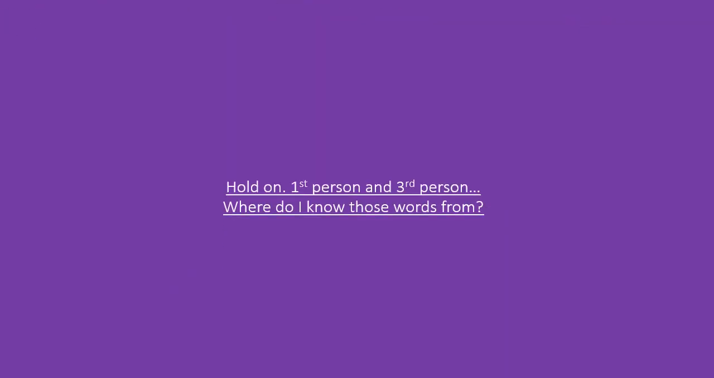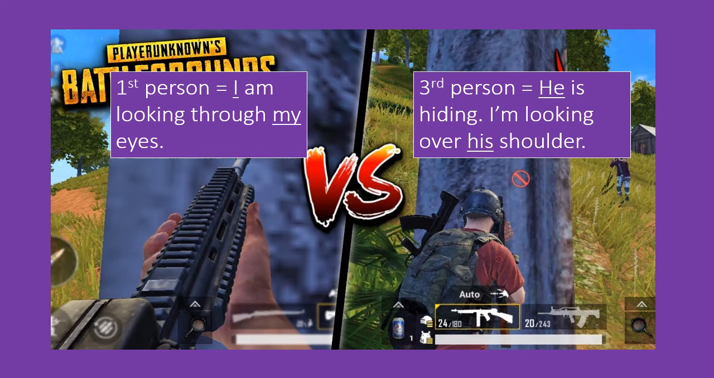Now, even if you've never been properly introduced to those terms, you may actually be thinking, hold on, I know those words. First person and third person. Where on earth have I heard them before? Well, you may have seen them in gaming. A first person shooter is when I am doing something. I am looking through my eyes. Whereas a third person shooter is you're looking over his shoulder. You're giving orders to him or her or it or whatever the case may be. So we use these terms quite often in the real world as well as just in the weirdo world of Latin.